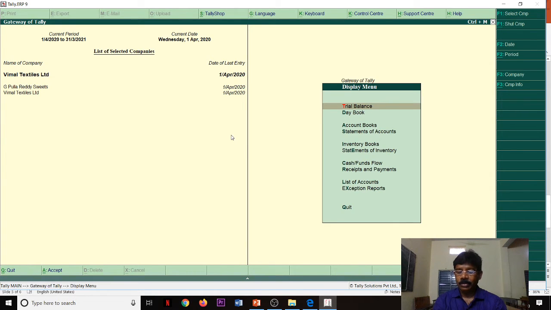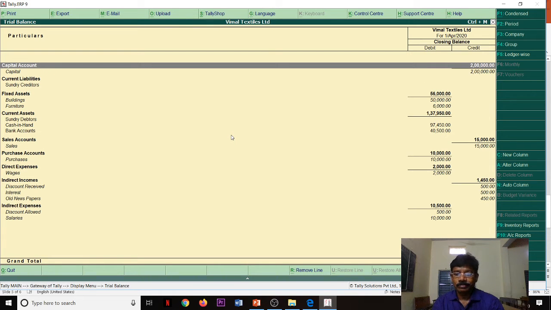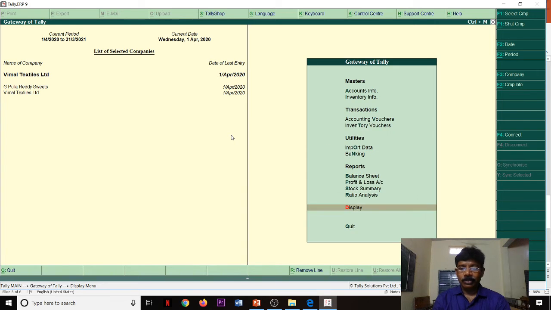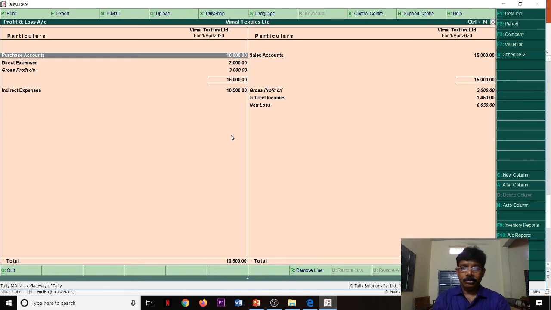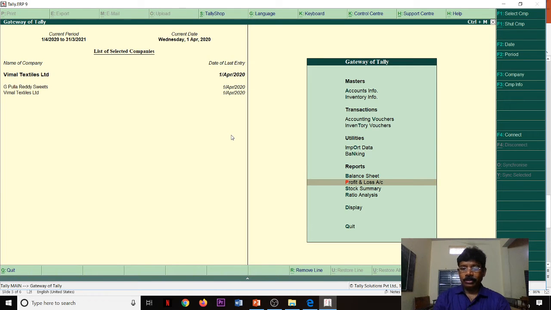Trial balance. Display. Trial balance: 2,16,450. Alt F1 for detailed information. There is no difference. Then go to profit and loss account, on display menu only, Gateway of Tally. Profit and loss account. Gross profit is 3,000. Due to more expenses, the loss is 6,050. Then balance sheet.